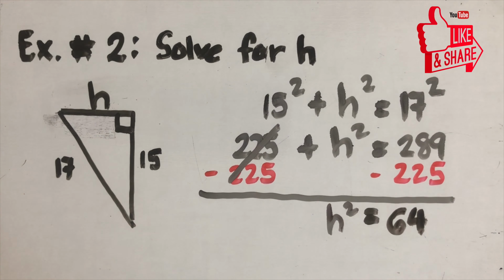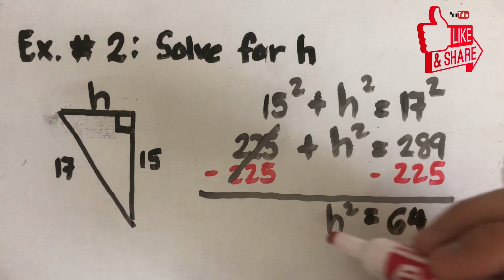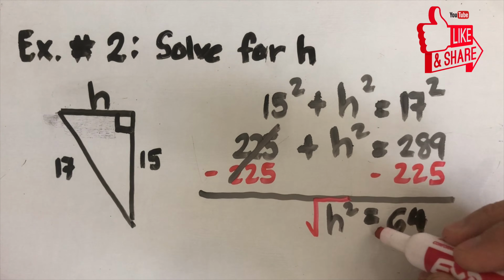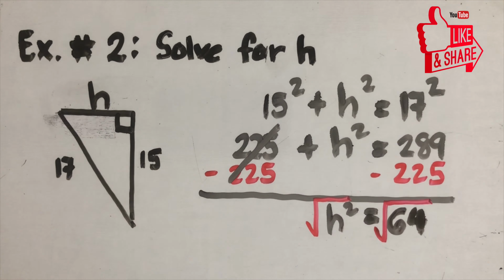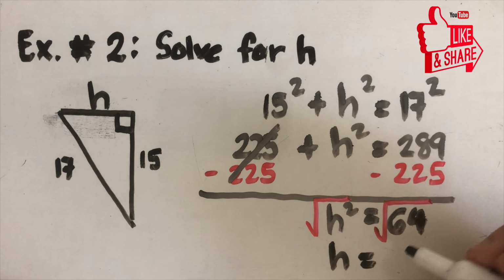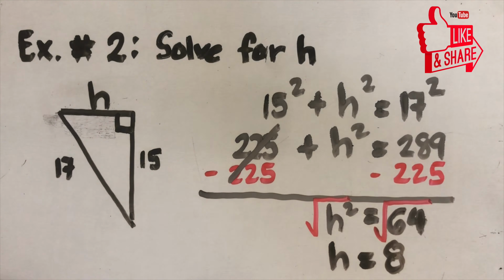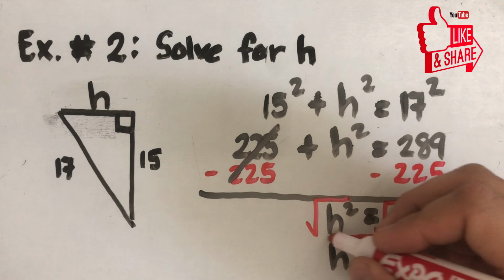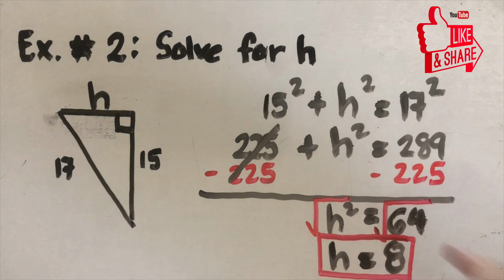Now to get the h only, we are going to square root both sides, and this will come out to h equals 8. Again, feel free to use the calculator. This is the final answer right here. You can use your own calculator, or you can use the calculator posted online. It doesn't really matter. The answer is still the same.